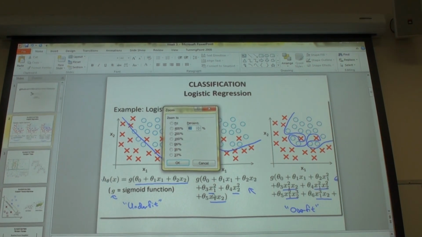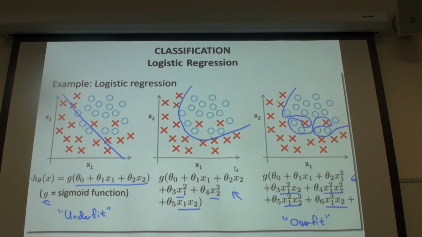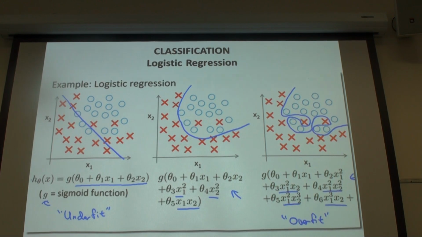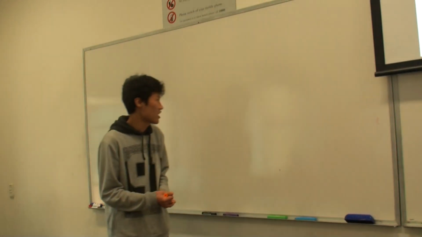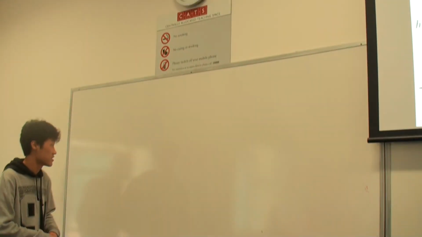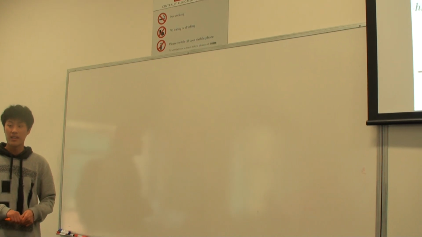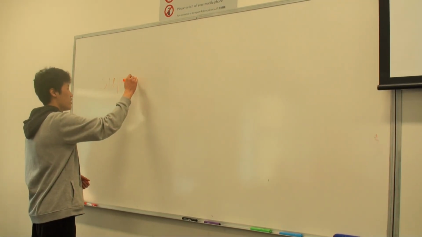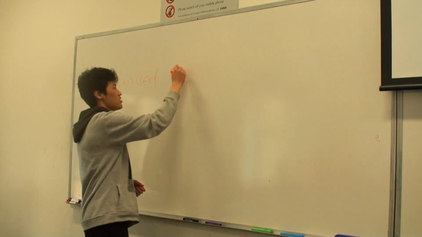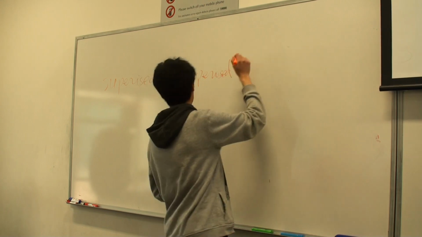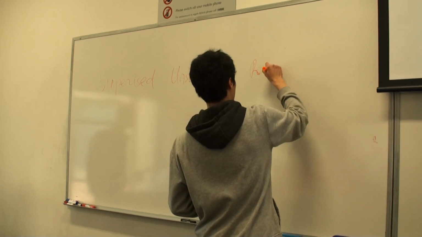Okay, so in machine learning, artificial intelligence and data science, there are three main sections: supervised, unsupervised, and I would say reinforcement is another one.